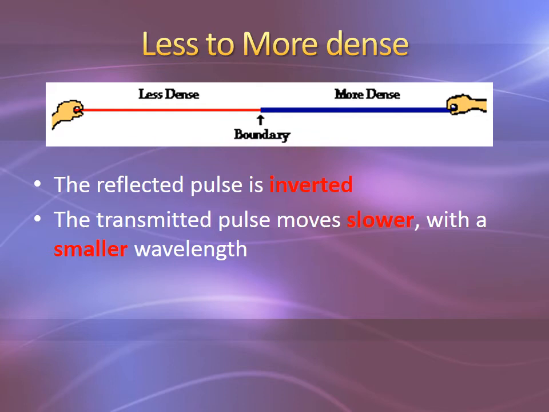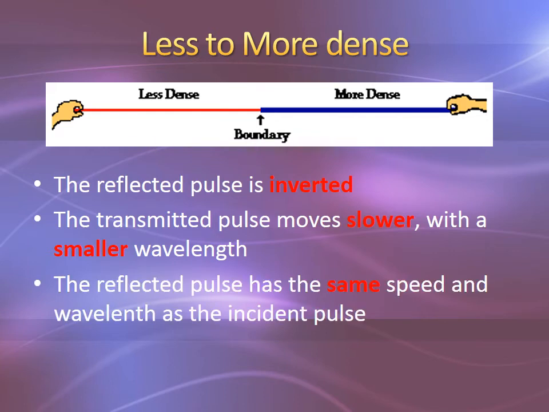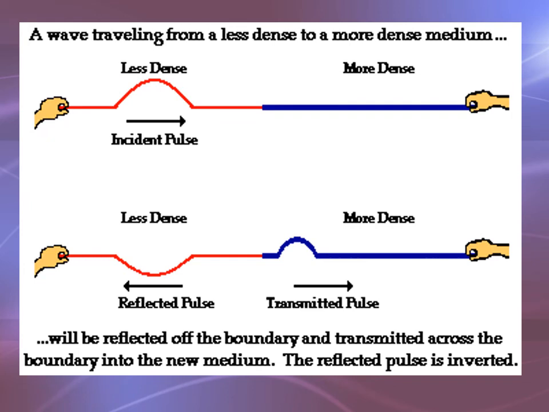All right, and therefore you have a smaller wavelength. The frequency stays the same though. The reflected pulse has the same speed and wavelength as the incident pulse, but it's going to have less amplitude because it has less energy. We'll talk about the relationship between energy and amplitude in more detail later on. All right, and here's a picture of what this would look like.